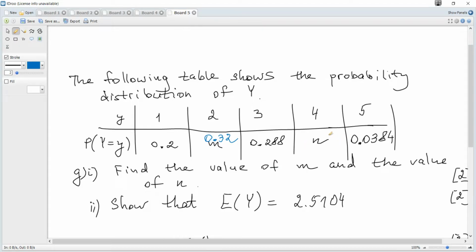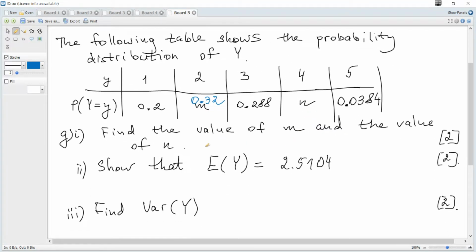And since there is only one unknown parameter, it will be much easier to find it as what? 1, its total probability, minus the sum of all other probabilities. So n can be found as 1 minus 0.2 minus 0.32 minus 0.288 and minus 0.0384, and it is equal to 0.1536.